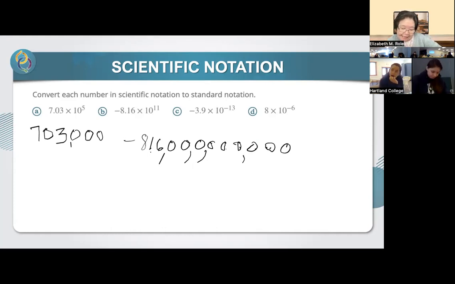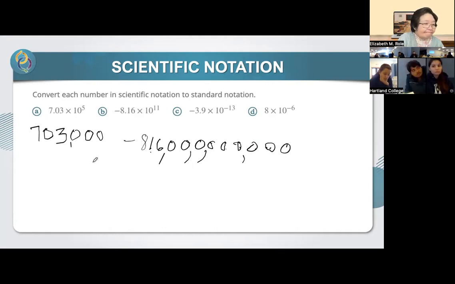How about letter C? You move to the left now because you need a decimal, right? So it will now be negative 13. How many zeros will you be adding? 12. Yeah. You take the exponent and you minus one number. All right, so 12.